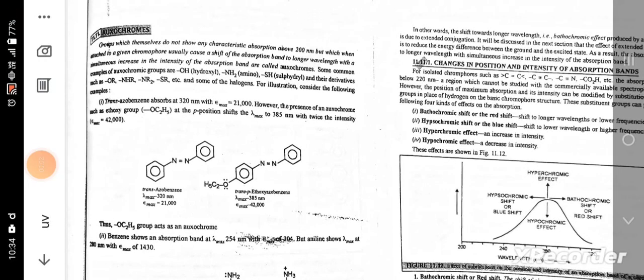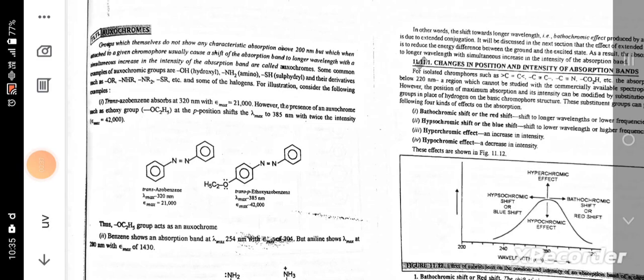Exochromes. Groups which themselves do not show any characteristic absorption above 200 nm but which, when attached to a given chromophore, usually cause a shift of the absorption band to longer wavelength with a simultaneous increase in the intensity of the absorption band are called exochromes. Some common examples of exochromic groups are OH hydroxyl, NH2 amino, SH sulfhydryl and their derivatives such as OR, NHR, NR2, SR, etc., and some of the halogens.